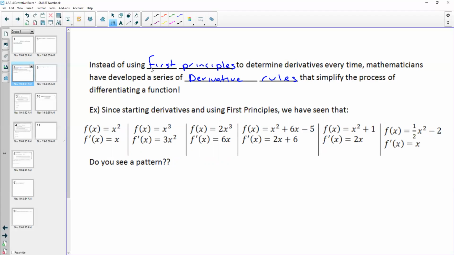Okay, so using our derivatives and solving them using first principles, we have seen that if our function f of x is x squared, then our f prime of x will be 2x. Okay, there should be a 2 there. And again, we're going to talk about the power rule soon enough, okay? So I just want you to look at these 6 functions here and just kind of see the pattern here. So let's take some time to look at those.